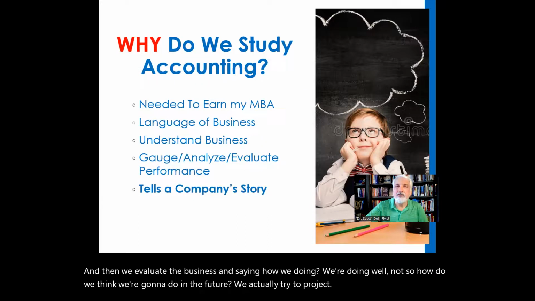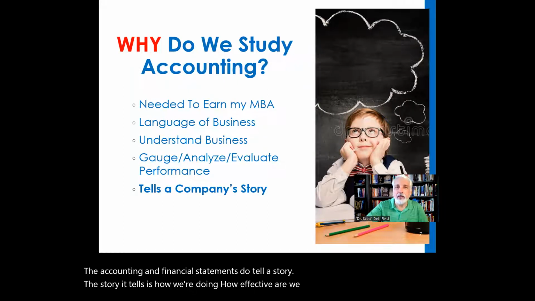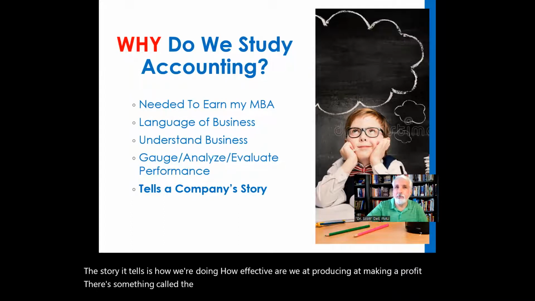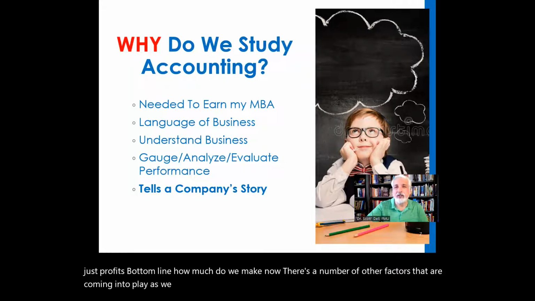The accounting and financial statements actually do tell a story. The story it tells is how we're doing. How effective are we at producing, at making a profit? There's something called the triple bottom line. That's called people, planet, and profit. It used to be just profits, bottom line, how much do we make? Now there's a number of other factors that are coming into play as we analyze the effectiveness of an operation, of a business. Again, for profit or not for profit, which are all businesses.